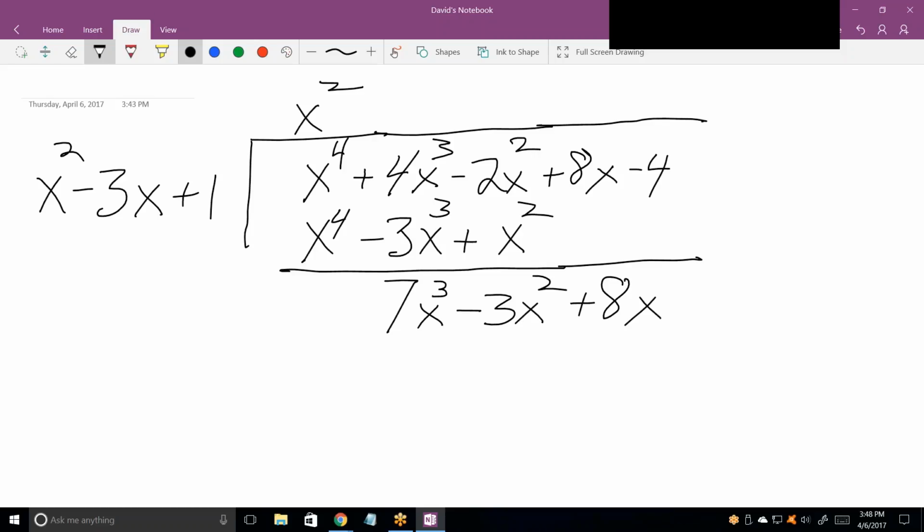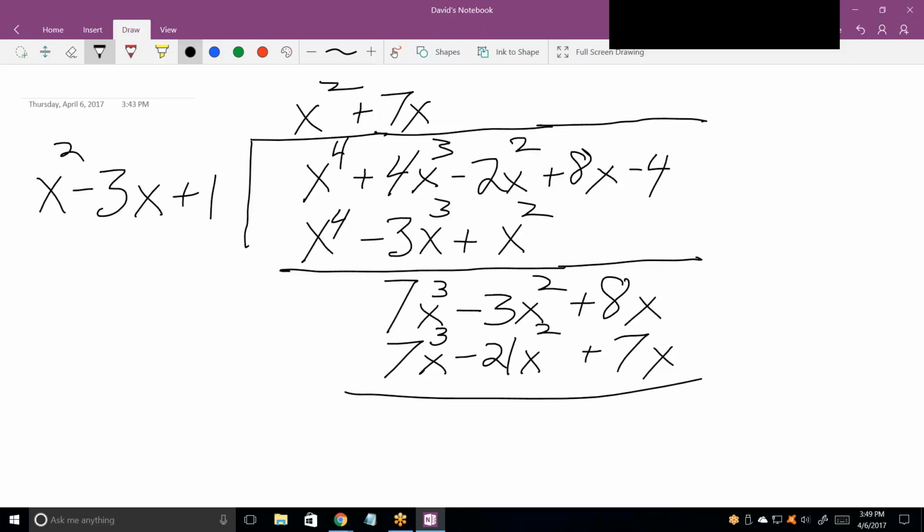What's the next term? Plus 7x. And then it would be 7x cubed, and then minus 21x squared, and then plus 7x. Subtract. So x cubed is 0. And then that would be minus 24x squared.